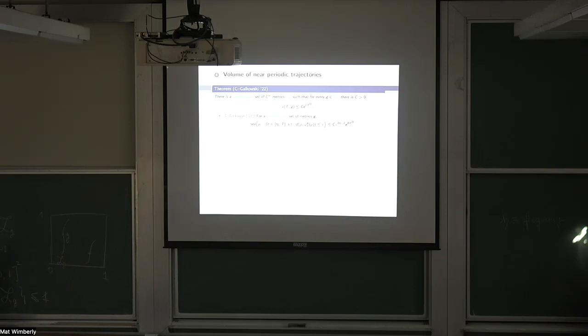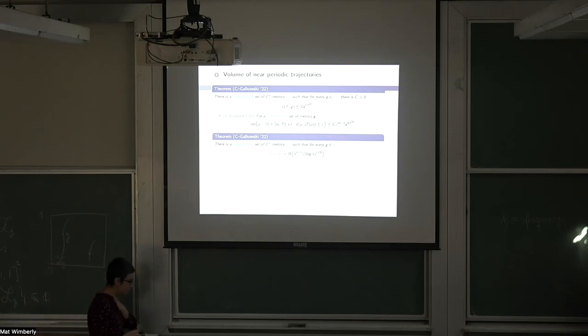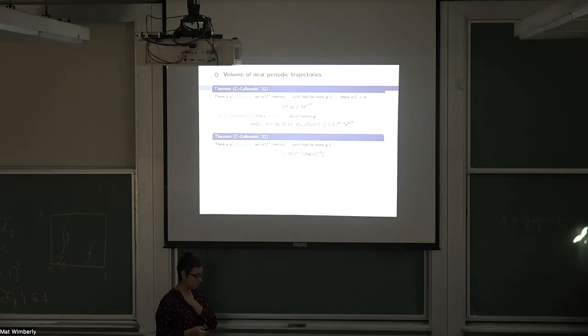All right. So what about the eigenvalues? The result for the eigenvalues is that we can find a predominant set of metrics such that the error term is improved by this power of a logarithm. And this boils down to two results.